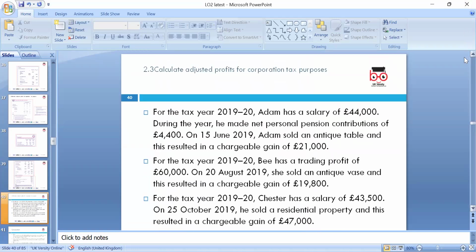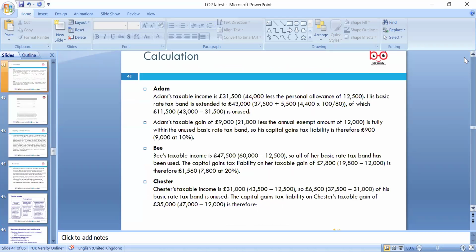Then we have 2.3, calculate adjusted profit. So we have our year 2019. Adam has the salaries, net income and the pension contribution 4,400. Item sold in the tables. We can look at chargeable gain. We can look at the years. B has the trading profit and so on. So we look at adjusted taxable income, which is 31,500. 44,000 less personal allowance in the years. This year was 12,570. If you apply the latest rates, we can look at the extended band.